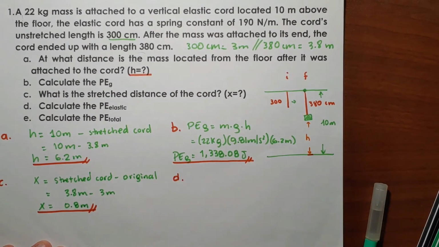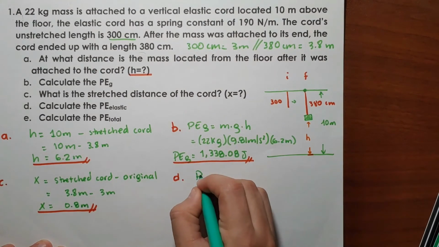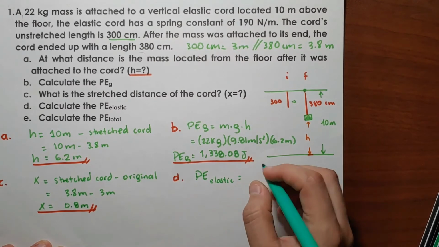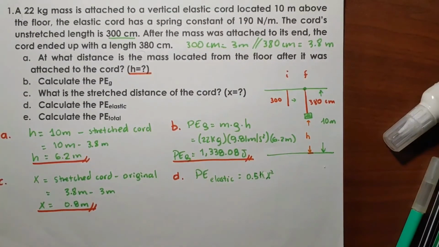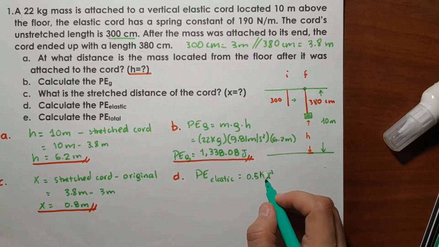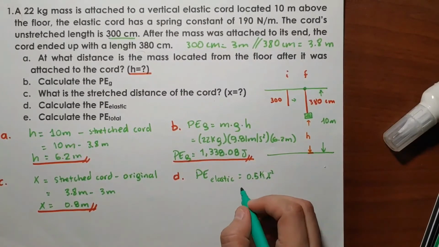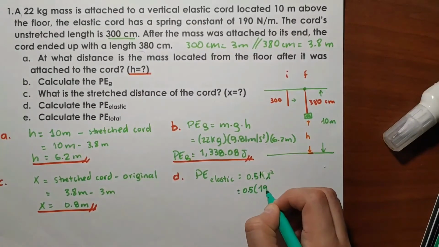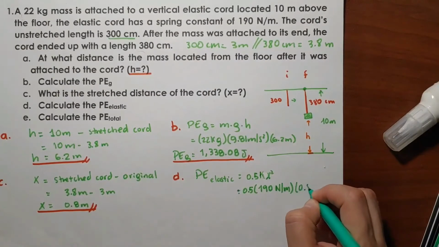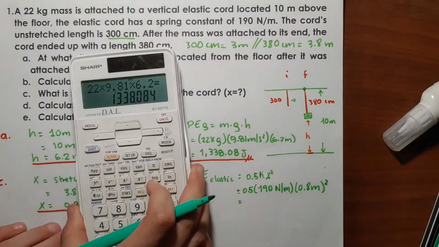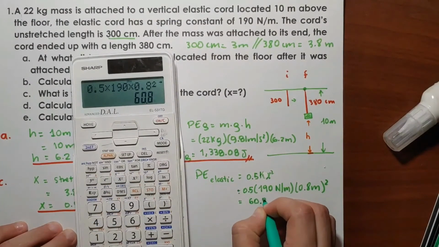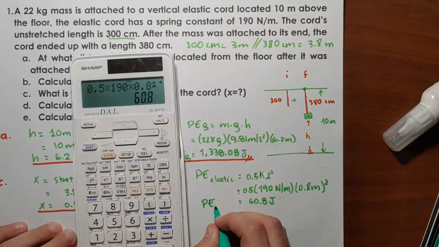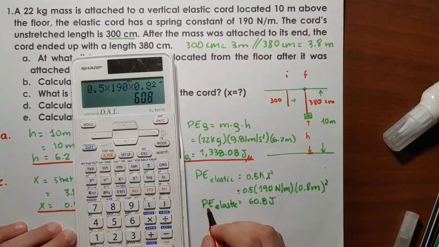Now in part D, it says calculate the PE elastic. Remember, PE elastic is 0.5 k, which is the spring constant, and x, which is the stretch distance, to the second power. So we have 0.5, 190 Newton over meter, 0.8 meters to the second power. Perform this in your calculator: 0.5 times 190 times 0.8 to the second power, 60.8 joules. And voila, this is it for part D.